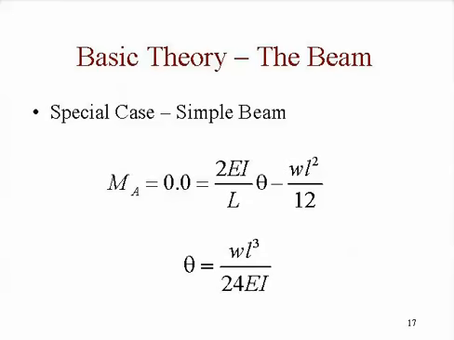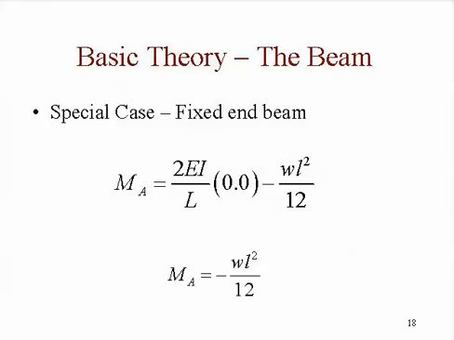Now let's look at the special cases. If it's a simple beam, the moment at A is 0, right? And so you can solve the equation, and you get theta is equal to WL cubed over 24EI. And this is the simple beam rotation.